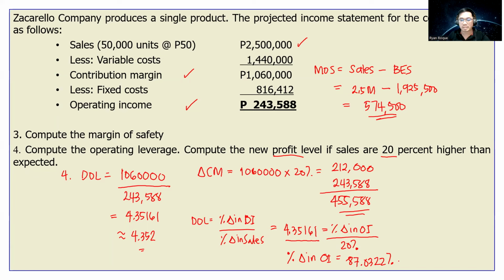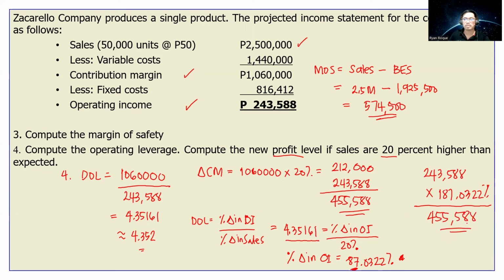If this is the percent change in your operating income, currently we have the projected 243,588 of operating income. If you multiply it with 1 plus the 87% change, meaning 187.0322%, you will still arrive with the answer of 455,588.